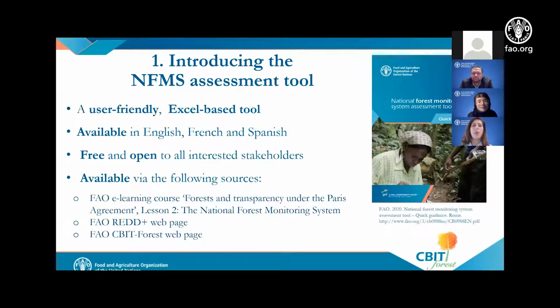The tool was developed by FAO under the GEF-funded CBIT Forest project. It consists of an Excel file and is freely available on the internet. You can download it directly from Lesson 2 of the FAO e-learning course, or the FAO REDD+ website, or the website of the CBIT Forest project. The tool is accompanied by a guidance document that explains how to use it and describes the methodology that has been followed. Both the Excel file and the guidance are available in English, Spanish, and French.